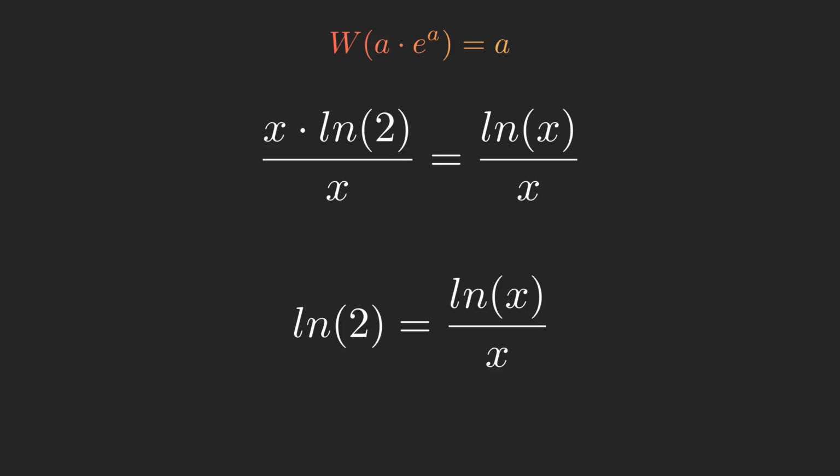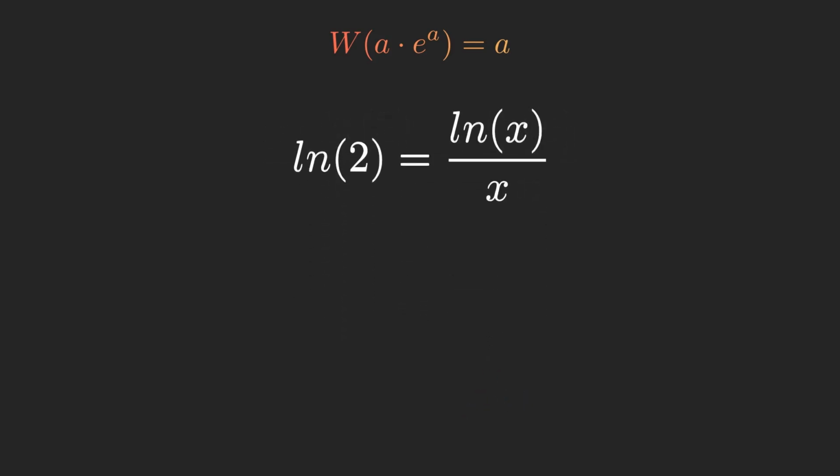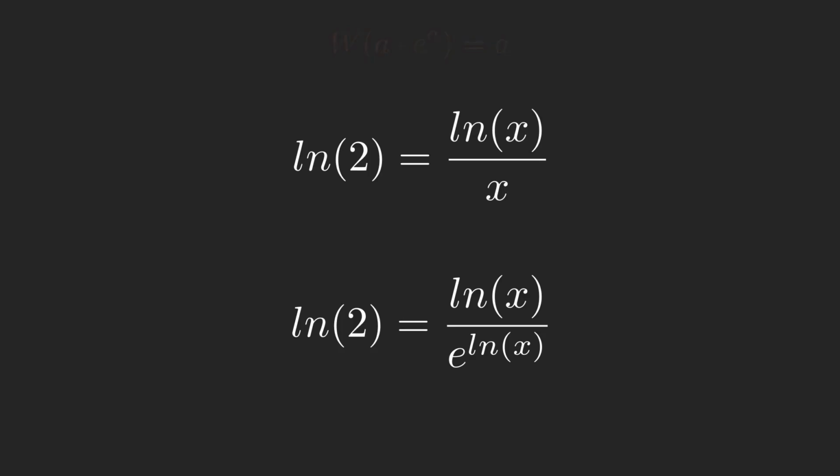We now notice that x and e to the power of ln of x is exactly the same thing. x is therefore switched out with e to the power of ln of x. The denominator can now be moved into the numerator by taking the negative of the exponent.